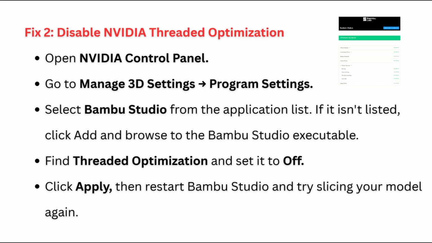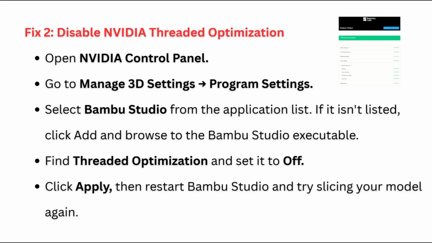Fix 2. Disable NVIDIA threaded optimization. Open NVIDIA control panel, then go to Manage 3D settings, then go to Program settings. Now select Bambu Studio from the application list. If it isn't listed, click Add and browse to the Bambu Studio executable.